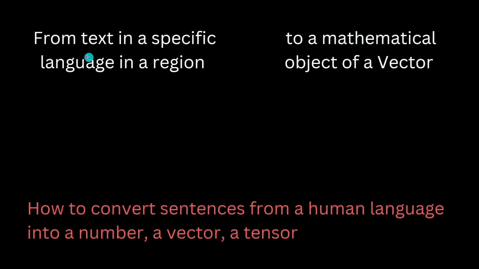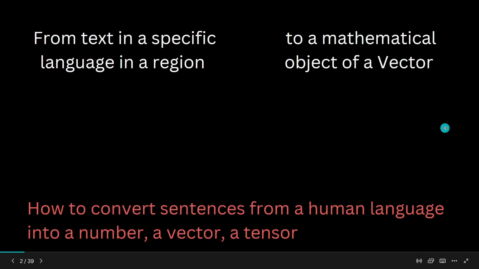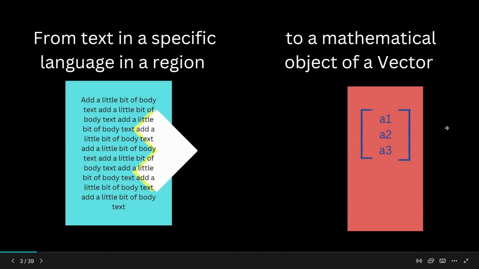So we go now from a text in a specific human language, let's say it's English, in a specific region, let's say it's America, to a mathematical object of a vector. This is valid in any language ever on the planet. This here is a specific language that has a semantic context to a specific region. So the question is how to convert sentences from a human language to a number, a vector, a tensor, something we can use in artificial intelligence.